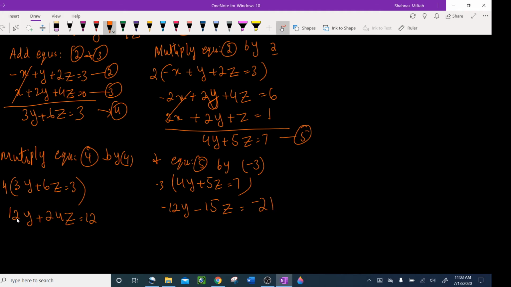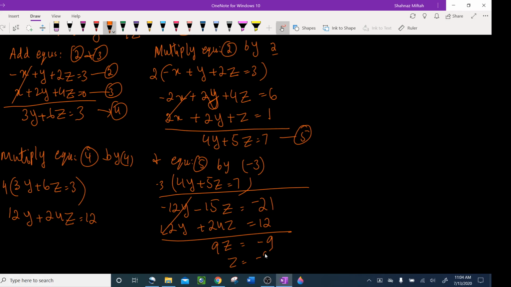Do you see that? So 12y negative and 12y positive, we can eliminate both of them. So once we eliminate, I'm going to write down this equation up here, okay? That's 12y plus 24z equal 12. If I add them, they cancel out. I'm left with 24 subtract 15 is going to give me 9z. And when I do this, it's going to give me negative 9. So z is equal to negative 9 divided by 9 equal negative 1. So z is equal to negative 1.